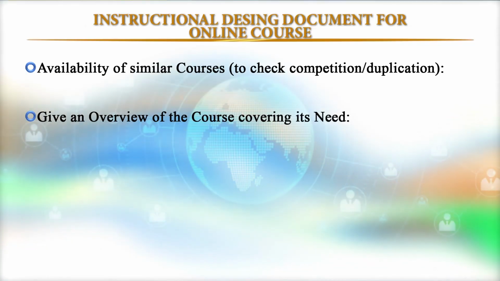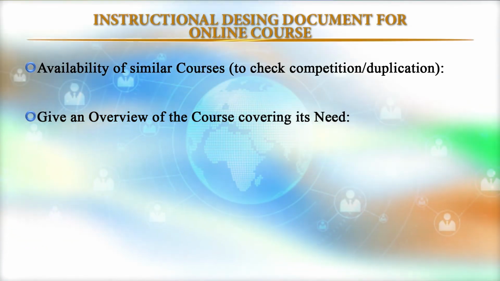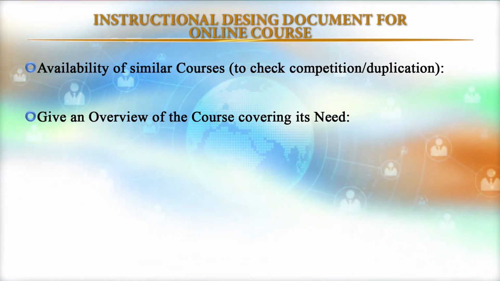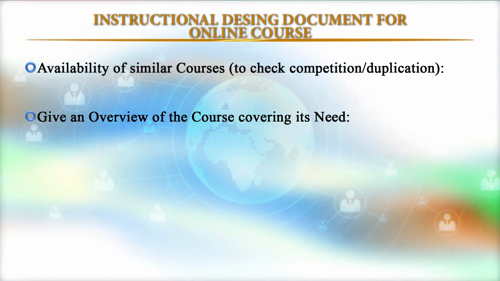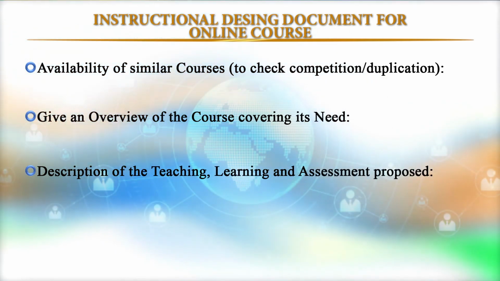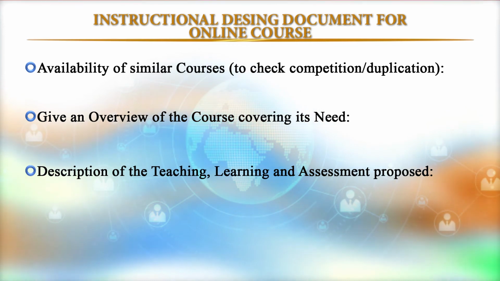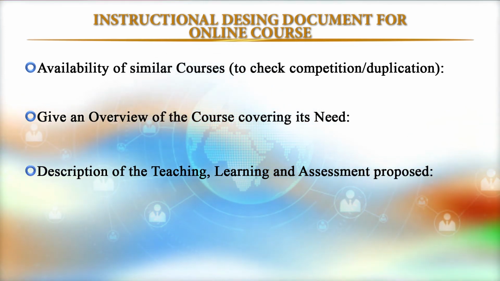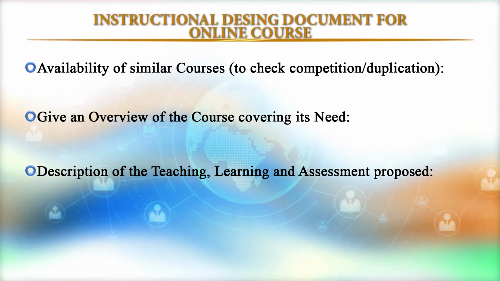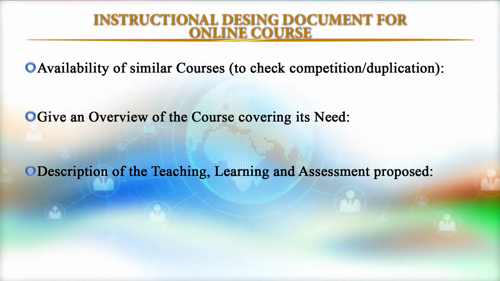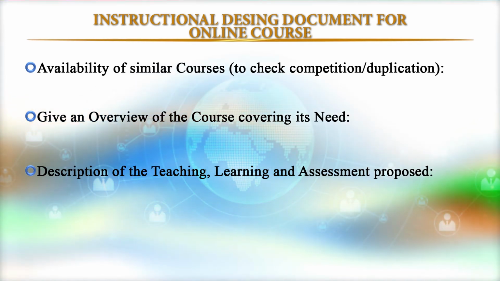So, you have to see the availability of similar courses in the market and give an overview of the course, what you are going to cover in this course. So, the overview you have to specify here, and a description of teaching, learning and assessment purposes. How you are going to carry out the teaching learning process, that means whether you are going to provide text material, any online live session, or otherwise how the teaching learning will take place in this course.